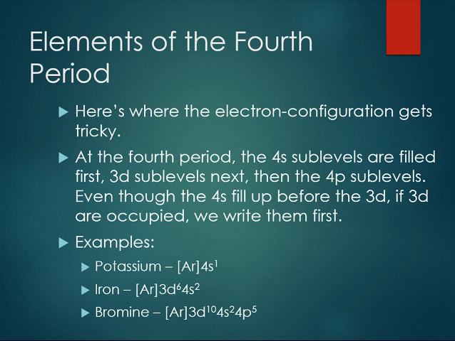Now, here's where the electron configuration gets tricky. Everything else is pretty straightforward. At the 4th period, the 4s sublevels are filled first, the 3d sublevels next, and then the 4p sublevels. Even though the 4s fill up before the 3d, if the 3d are occupied, we write them first. For example, we've got 3d6, 4s2. So it's just a little thing about convention right there, just to keep in mind.